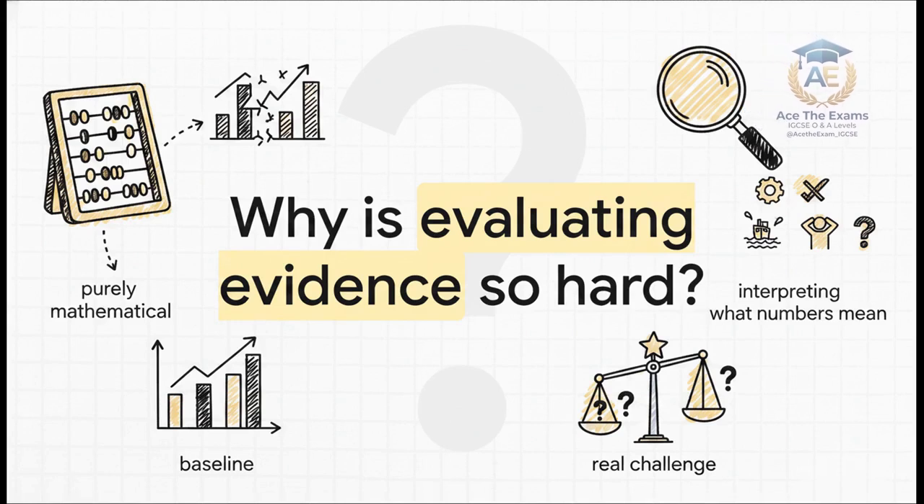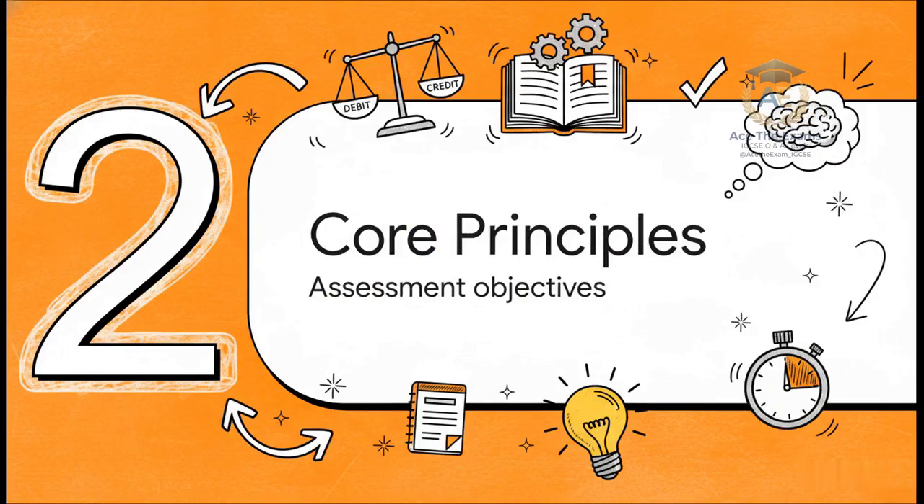But at the AS and A-level standard, just balancing the books is literally just the baseline. The real challenge, where the top marks actually live, is in interpreting what those numbers mean when things go entirely wrong or when there are severe limitations present. Moving right along to Section 2, Core Accounting Principles.